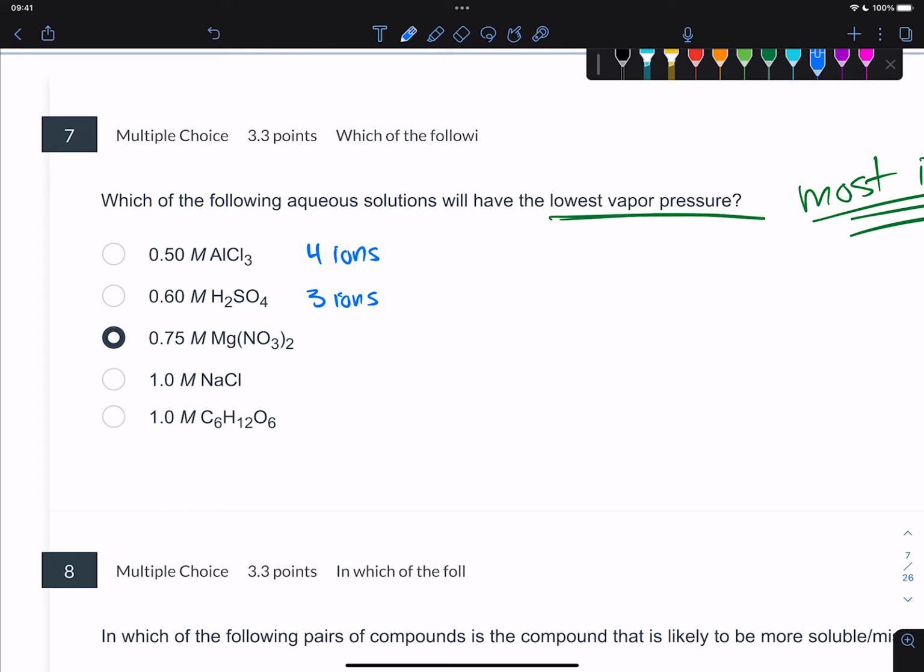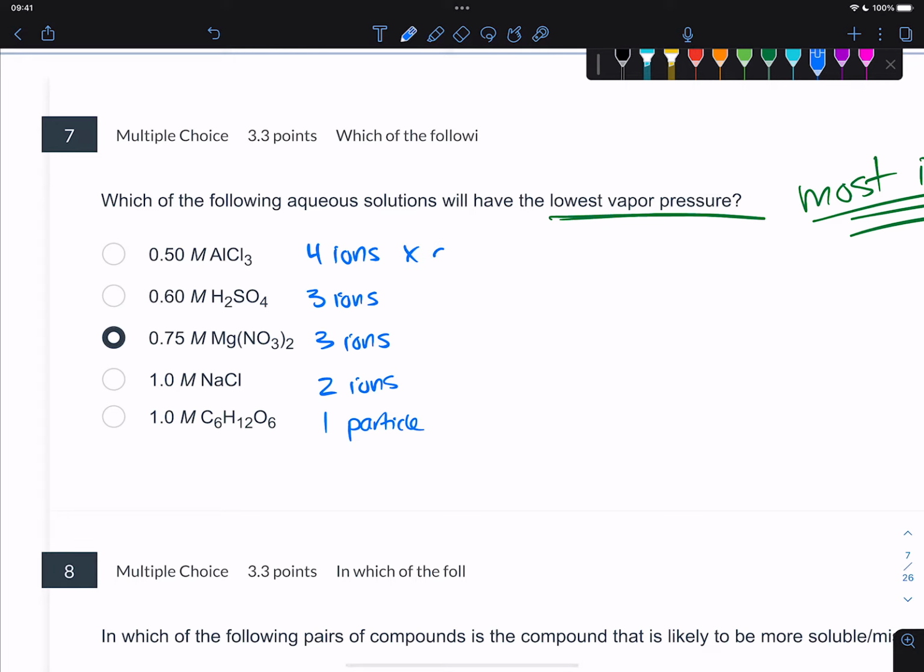MgNO3, so magnesium nitrate, will create 3 ions. NaCl will create 2 ions. And then this is glucose, which creates no ions. Now, although it creates no ions, it does create 1 particle. It's going to just remain what it is. So you can think of these as like the i value, so to speak. Now, don't forget you have to multiply those values by the concentration.